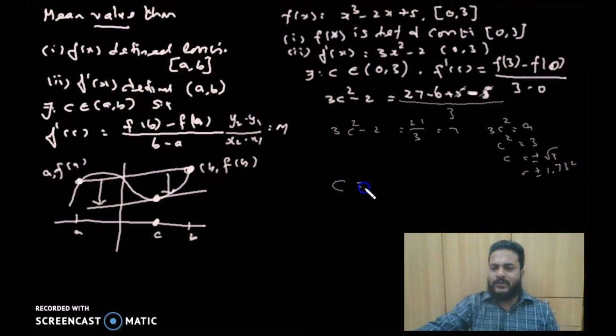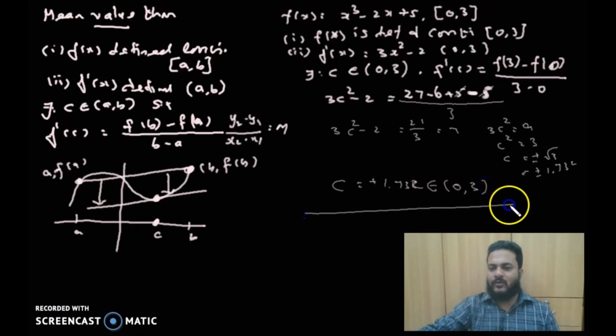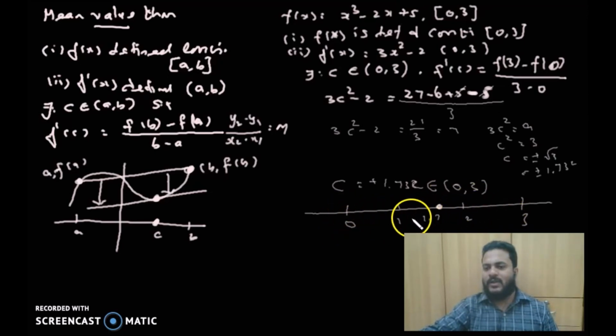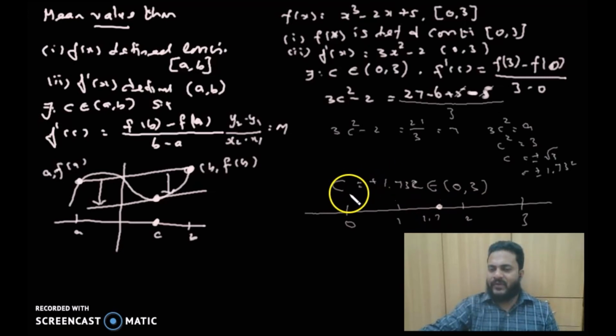Now let us check whether c is equal to plus 1.732 belongs to the open interval 0, 3. Here it is 0, here it is 3, and this is 1, this is 2. 1.7 will be here, okay? And hence the value we found for c is in between 0 and 3. Hence this is the value of c by the mean value theorem, and hence the mean value theorem has been verified.